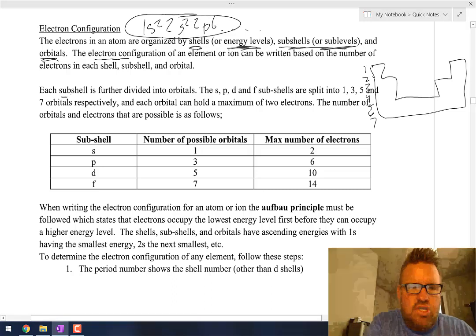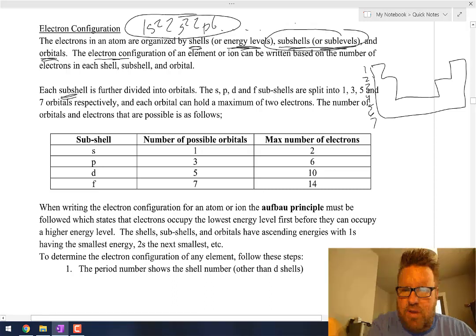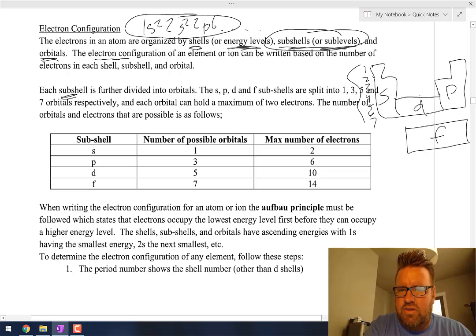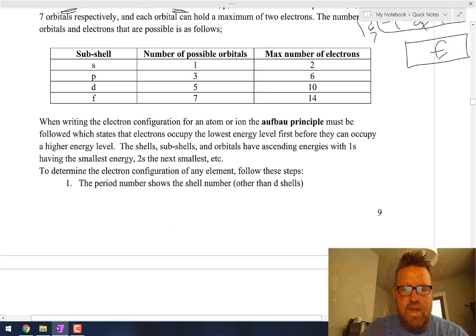Remember, the subshells or sublevels are not the numbers on the side. Remember the numbers on the side here, those are the shells. The subshells are the S, the P, the D, and then down here at the bottom are the F subshells. So it goes S, P, D, and F. Each of these subshells is also divided into what are called orbitals. Again, we'll talk about orbitals later on.